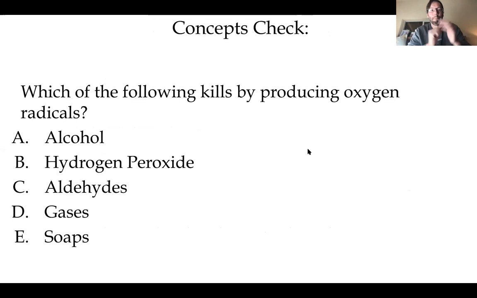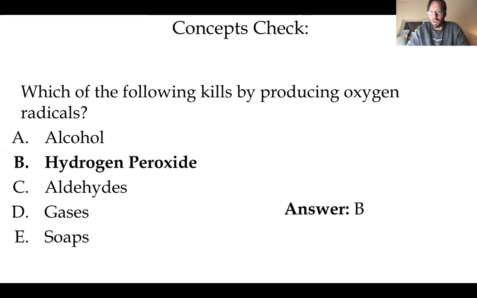Okay. So, concept check. Which of the following kills by producing oxygen radicals? What did I say was a radical? B. Hydrogen peroxide. Bingo. Yes, hydrogen peroxide. If I said something like, which germicide is more effective when diluted in water as opposed to not being diluted, fully concentrated? Which one would you say? A, alcohol. Exactly. Okay, that's kind of what I'm looking for.